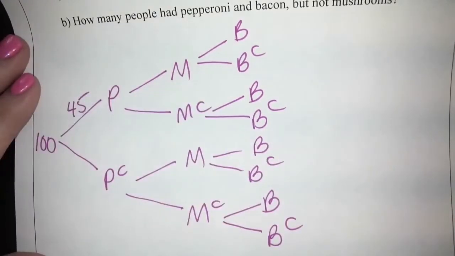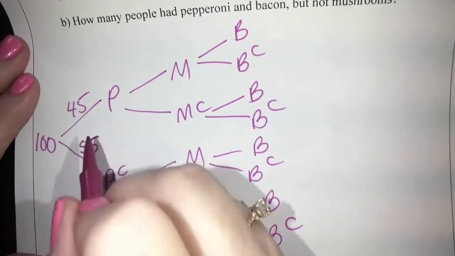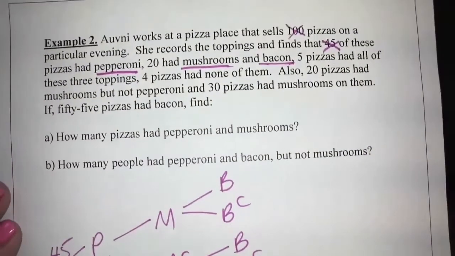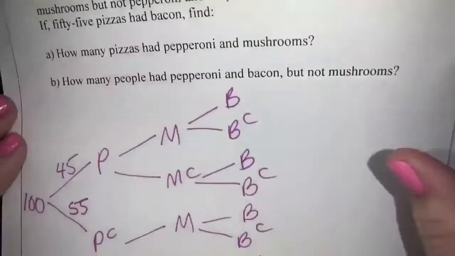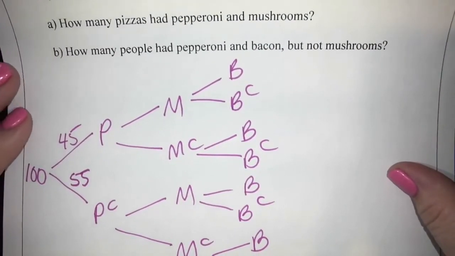So we have 45. And that means that if there's 100 pizzas sold and 45 had pepperoni, then 55 don't have pepperoni. So keep reading. 20 had mushroom and bacon. Okay, so where is mushroom and bacon? There's actually 2 places where we can have mushroom and bacon.